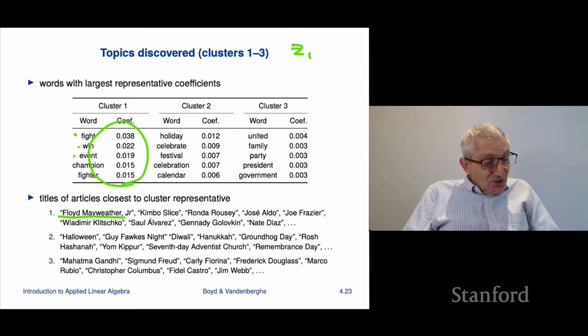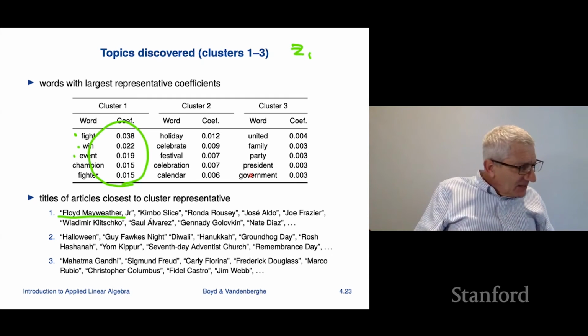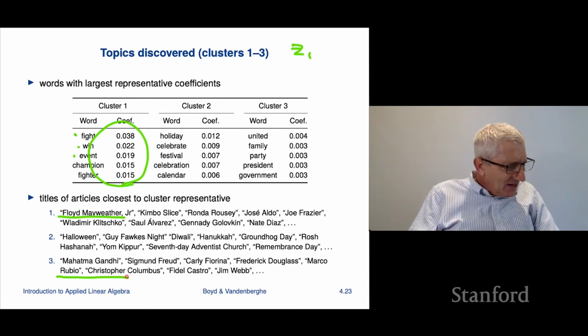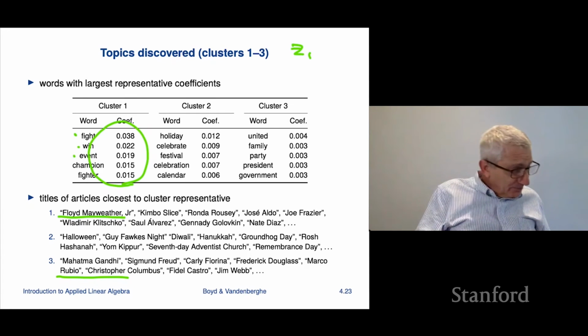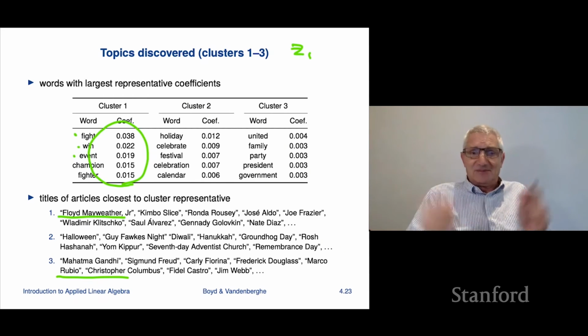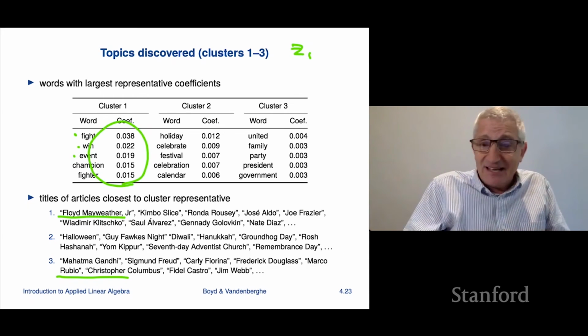And the third one has United, Family, Party, President, Government. These would be the kind of things you'd see: Mahatma Gandhi, Sigmund Freud. I don't know how Sigmund Freud got in there, but okay, fine. Frederick Douglass, okay. Christopher Columbus, Fidel Castro, okay. Jim Webb next to Fidel Castro, okay.